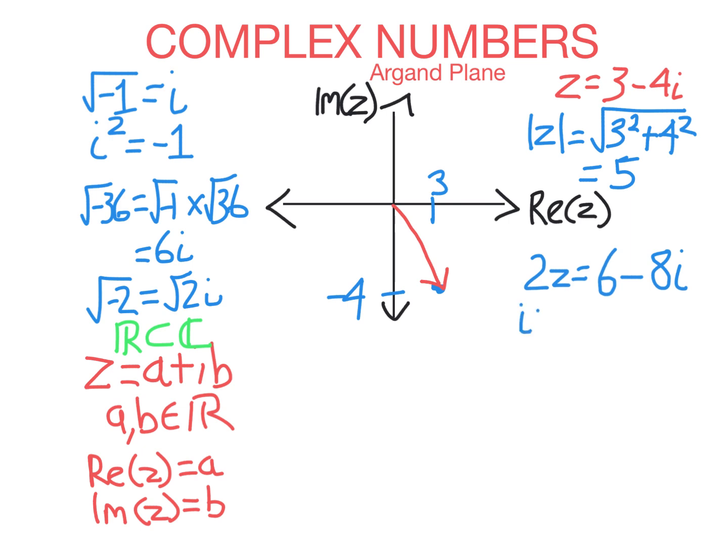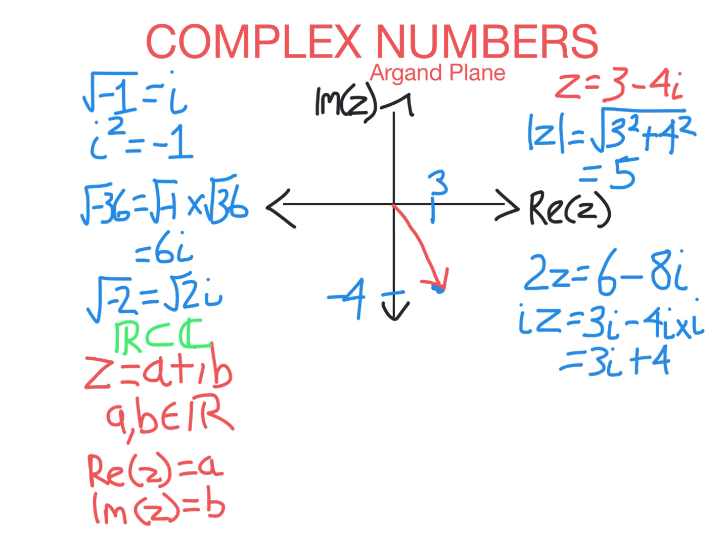Now we can multiply z by the number i. So I just multiply 3 by i, that's fine. But then I have to take negative 4i and times it by i. So what would this be here? Well, i times i is i squared, which is negative 1. This is 3i minus 4 times negative 1. So it's actually 3i plus 4.